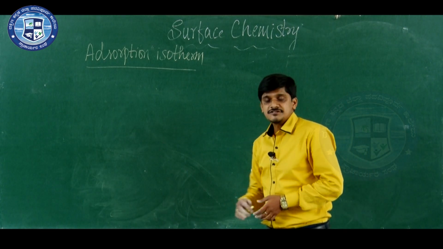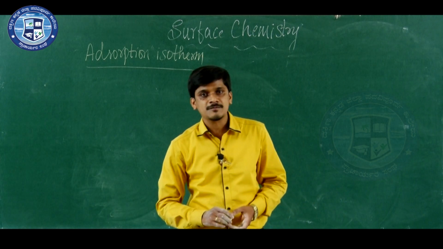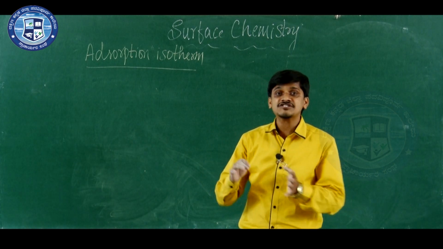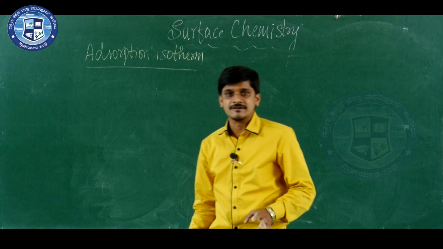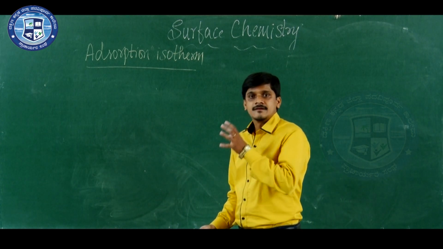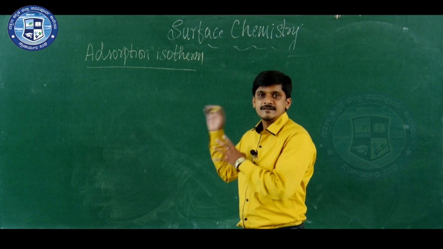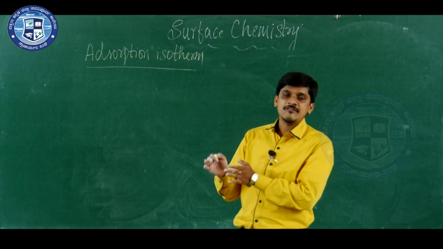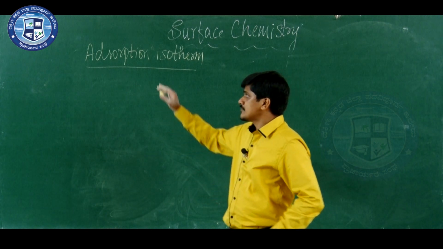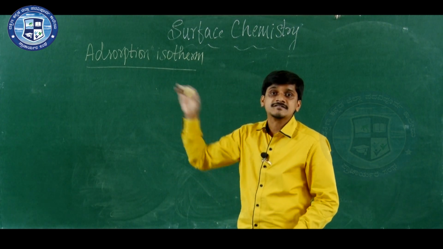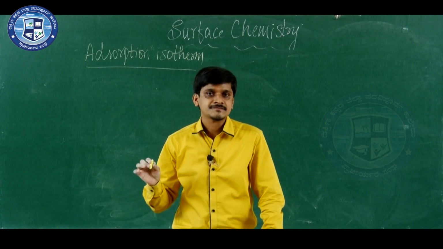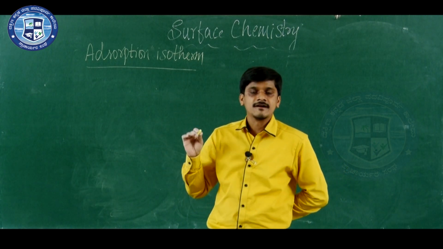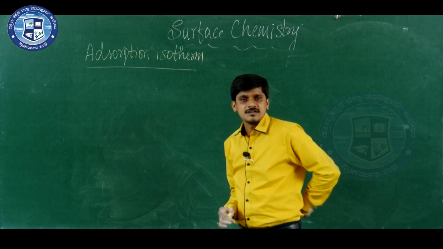So see, adsorption isotherm. So what do you mean by adsorption isotherm? Adsorption isotherm is nothing but the relationship between amount of gas adsorbed on an adsorbent with pressure at constant temperature. Adsorption isotherm is a graph plotted between amount of gas adsorbed versus pressure at constant temperature. So that is adsorption isotherm.